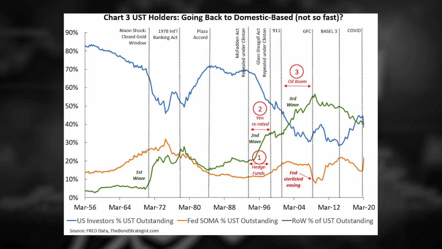Okay, so we've gone over the blue line, which is the U.S. investors, gone over the gray line, which are the foreign investors. Can you walk us through the orange line? Why is the SOMA portfolio of the Fed's important here?